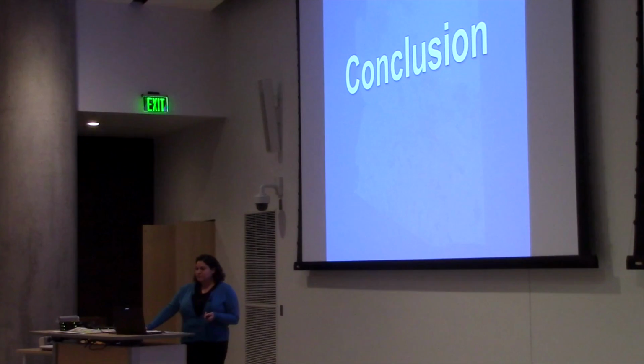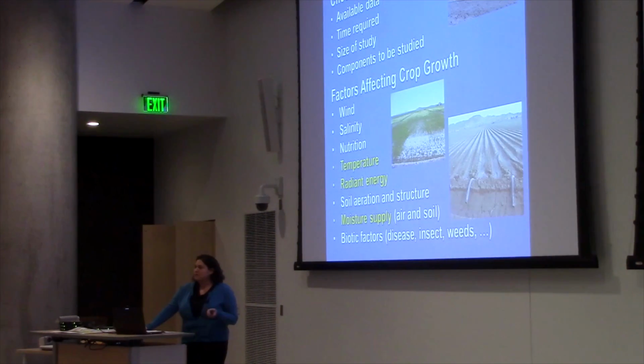So in conclusion, choosing the right model depends on the available data to you, the time required. If you're going to do an entire state, it's much easier to do an aerial satellite-based one. If you're just doing a small area, having somebody go out and verify crops is not so bad. The components that you want to study. There's obviously some areas that SSEBop does better and others that Modified Blaney-Criddle does better. And you can see here the number of factors that affect crop growth. So you really have to understand how each model is affected by these and what you want to look at.